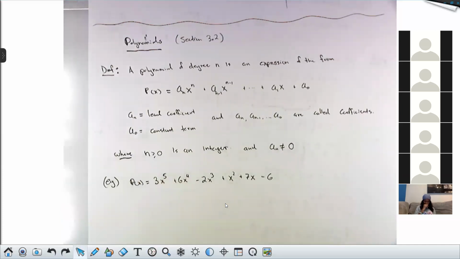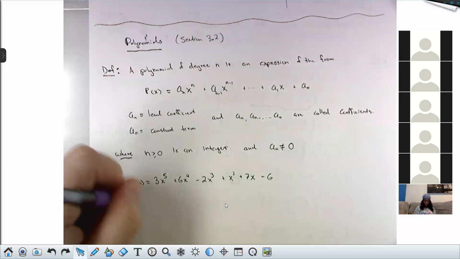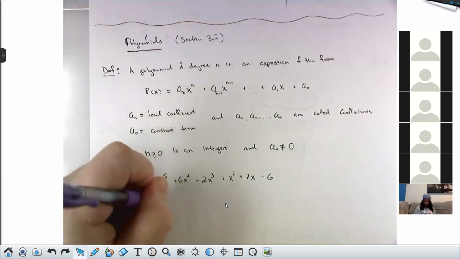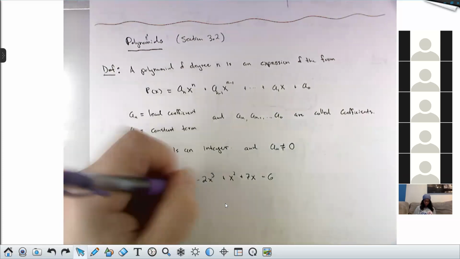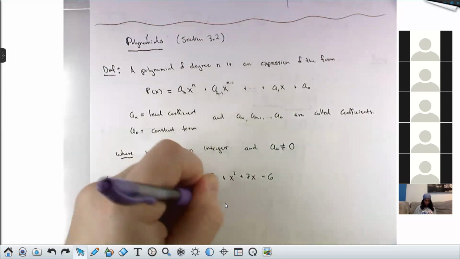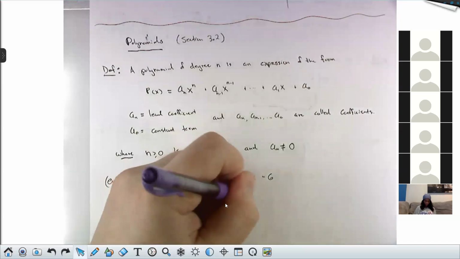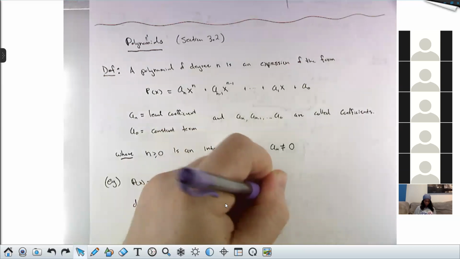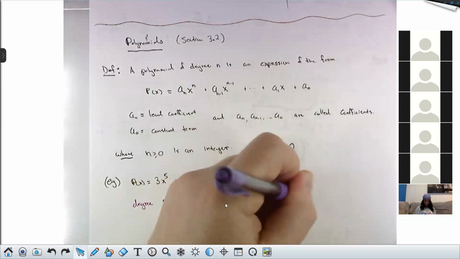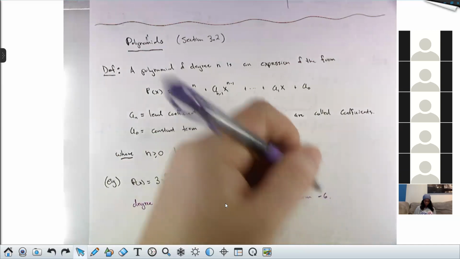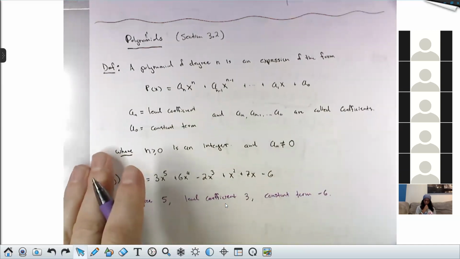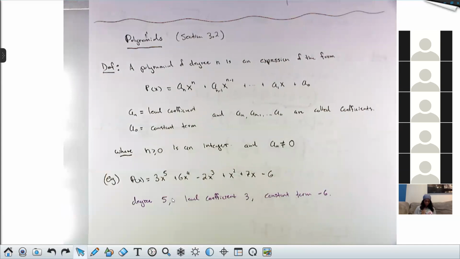I would say that the degree here is 5. I could say that the lead coefficient here is 3. And the constant term is -6. So recognizing when something is or is not a polynomial, and in the case where something is a polynomial, being able to tell the degree, the lead coefficient, and the constant term are all useful things.